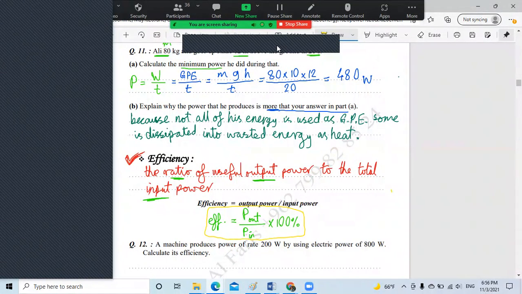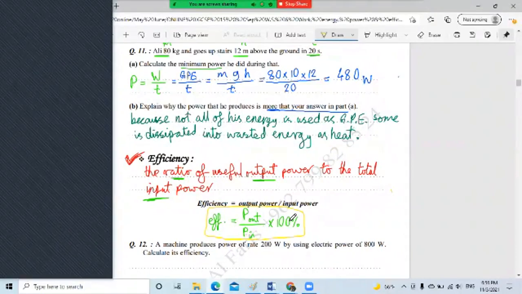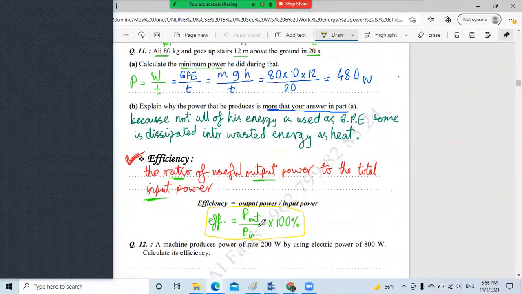What's the unit of efficiency? The unit of efficiency is percent usually. It doesn't have a unit because it's a ratio. Watt over watt or joule over joule, they cancel out each other. Sometimes they give you the efficiency as 0.3, maybe they give you 30%. If they said the efficiency is 0.3 or 30%, it's the same thing, okay?